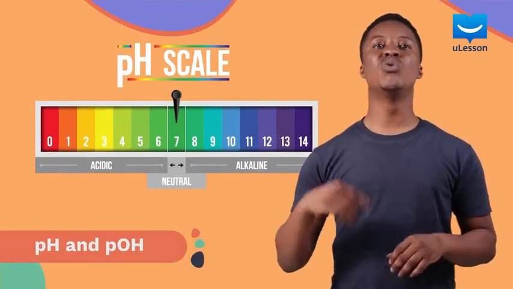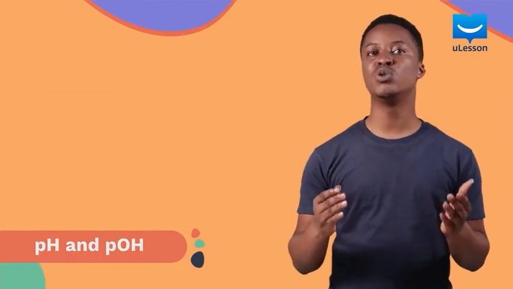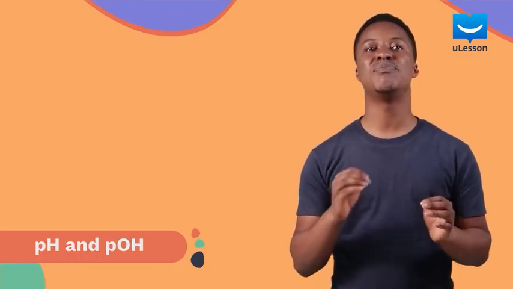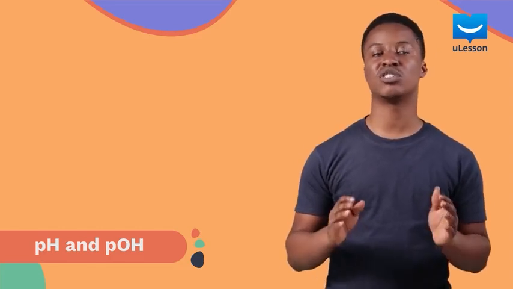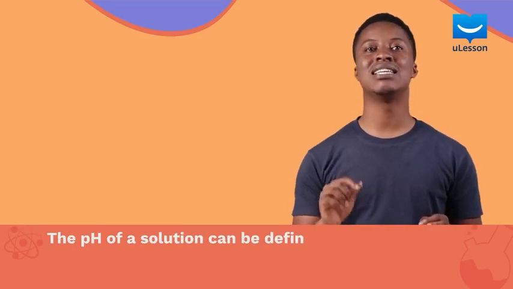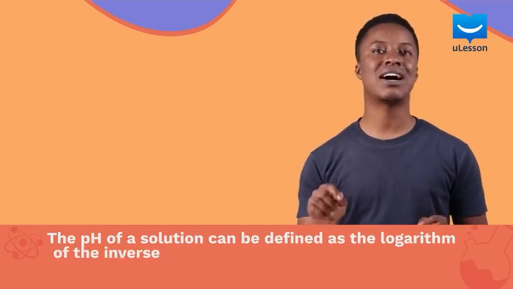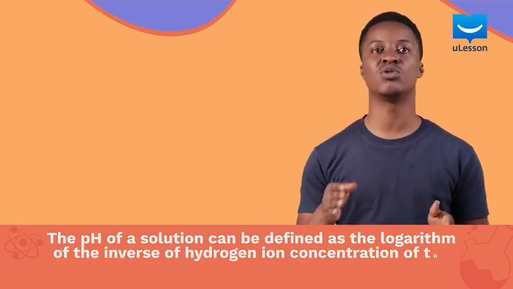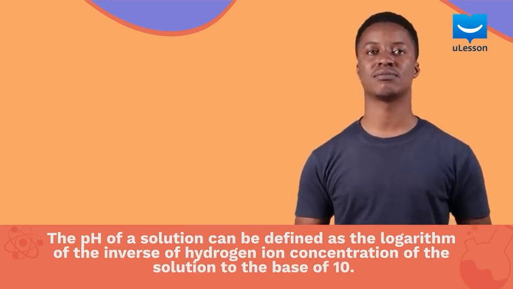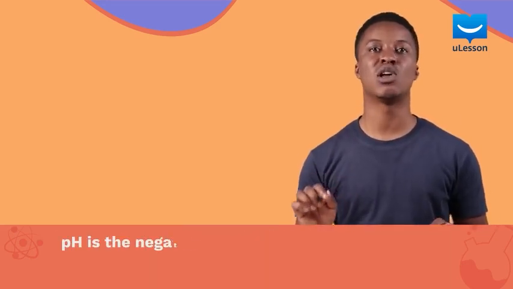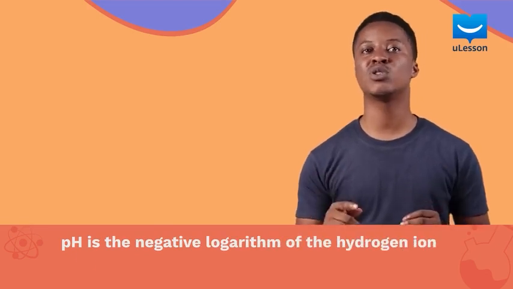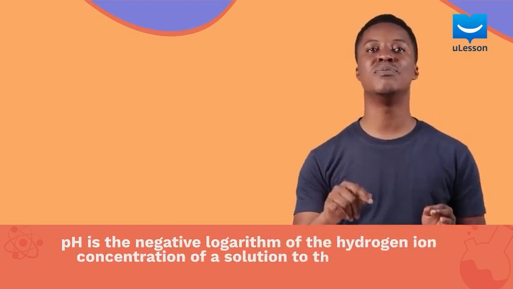This scale is known as the pH scale, of which we have learned previously. In this lesson, we will focus on the formula which can be used to determine the pH and pOH of a solution if its hydrogen or hydroxide ion concentration is known. First of all, the pH of a solution can be defined as the logarithm of the inverse of hydrogen ion concentration of the solution to the base of 10. In other words, it can be defined as the negative logarithm of the hydrogen ion concentration of the solution to the base of 10.